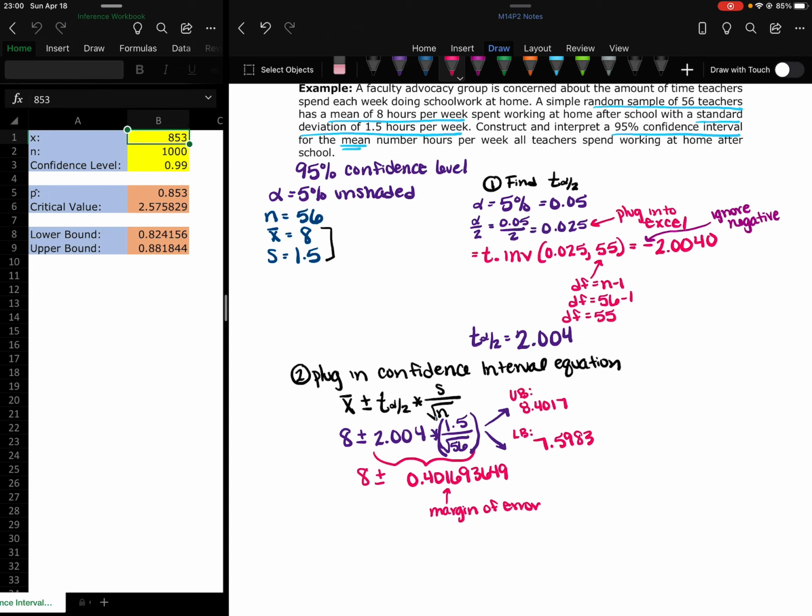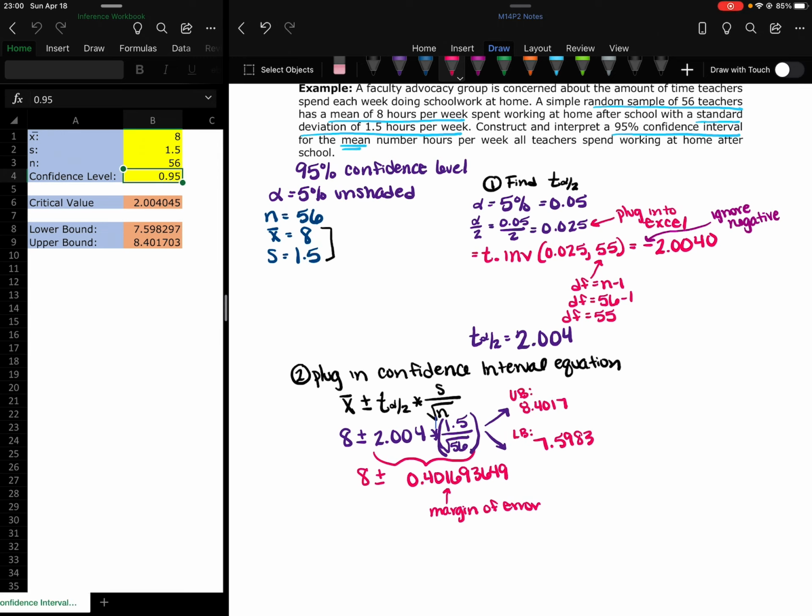So here's our proportion one. If I keep scrolling, I will find one for the means. Also remember, the first page of this document has a table of contents that you can use to quickly navigate to any of the worksheets in here. And it just so happens all of the information I have in here already is the information we needed. So x bar is 8, s is 1.5, n is 56, our confidence level is 0.95. I did not do that intentionally.